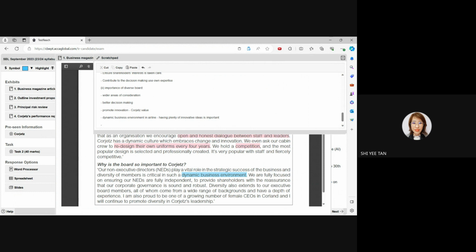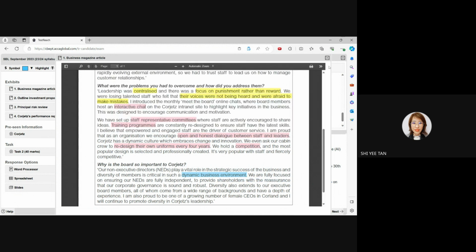Okay, right? We are fully focused on ensuring our NEDs are fully independent to provide shareholders with the reassurance that our corporate governance is sound and robust. This one we just now included already. Ensure shareholders' interest is taken care of, right?